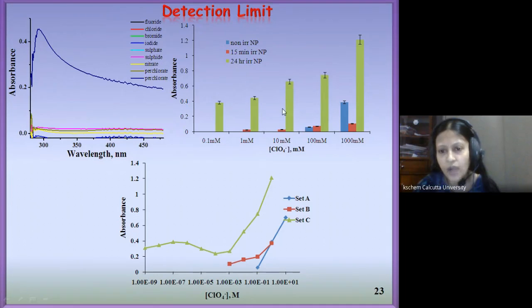and the sample that we had irradiated for 24 hours showed a maximum increase in the absorbance value, and we can see that set C showed sensitivity for about 0.1 millimolar concentration for perchlorate, and though below this range there isn't linearity in response, we can sense the presence of perchlorate even up to the nanomolar range.